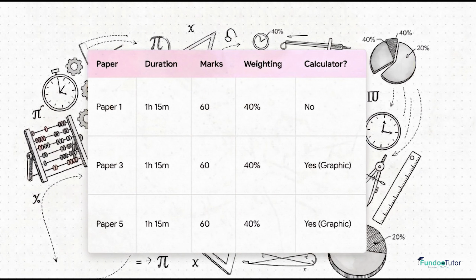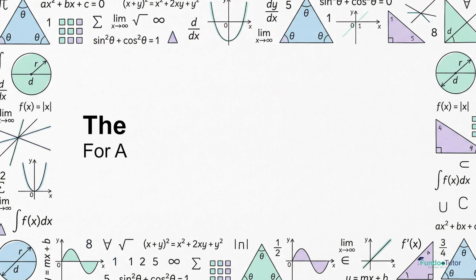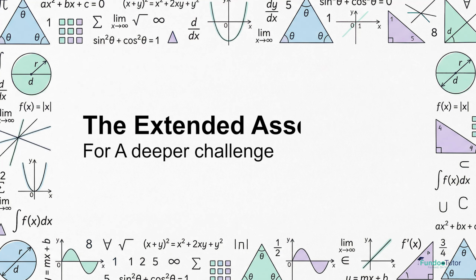Okay, so if you're a core student, you've got these 3 papers. Now, pay really close attention to the calculator rules. This is super important. Paper 1 is a non-calculator paper. It's designed to test what you can do with just your brain and a pen. But for paper 3 and the investigation paper, which is paper 5, you will absolutely need your graphic display calculator. And look at the weighting. Papers 1 and 3 make up a huge 80% of your total grade, with that final investigation paper covering the last 20%.